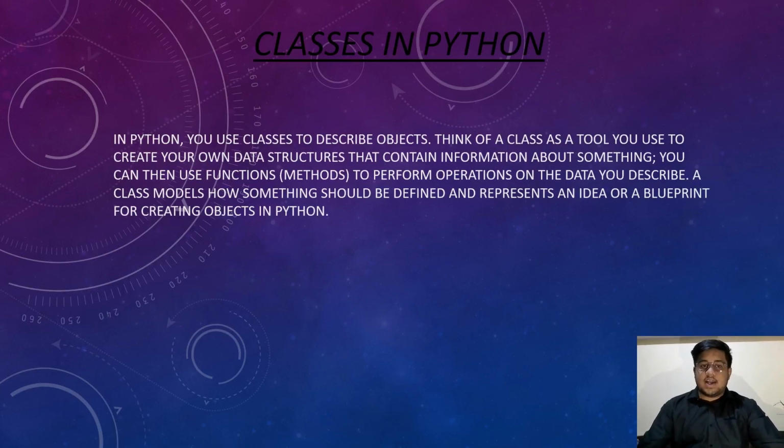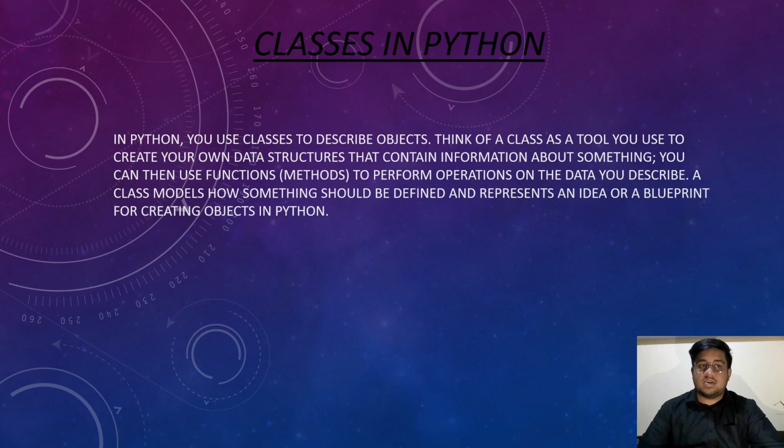Guys, now let us see classes in Python. In Python, you use classes to describe objects. Think of a class as a tool you use to create your own data structure that contains information about something. You can then use function methods to perform operations on the data you describe. A class models how something should be defined and represented. It represents an idea or a blueprint for creating an object.